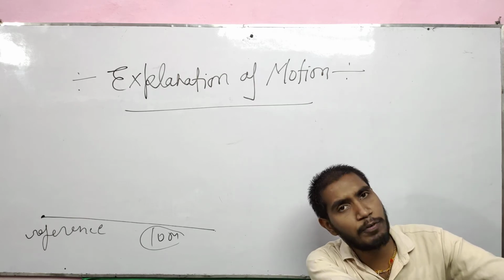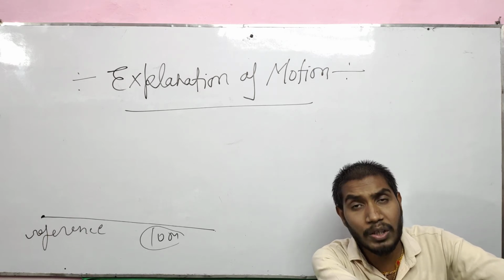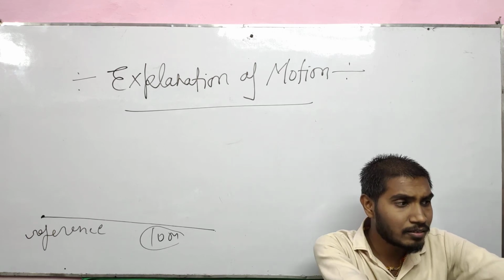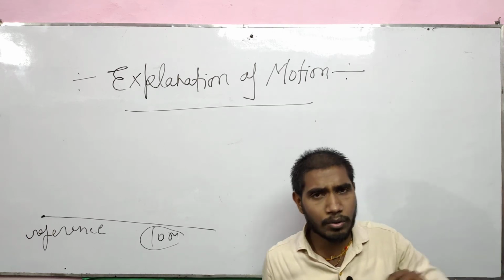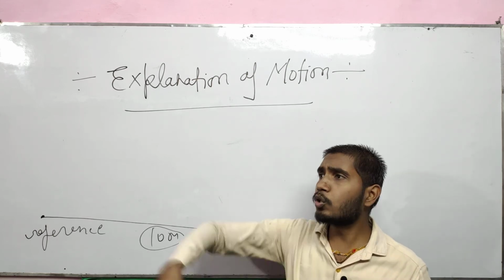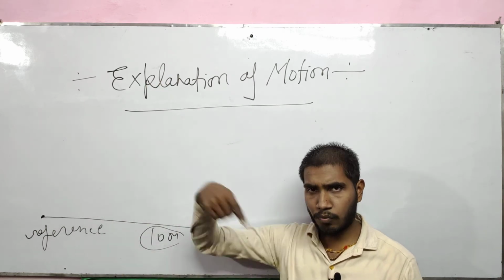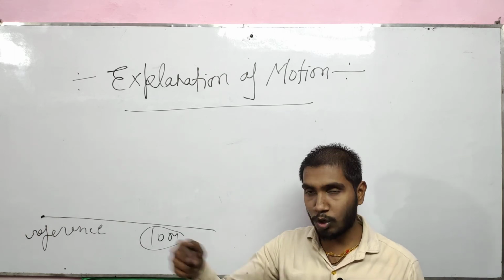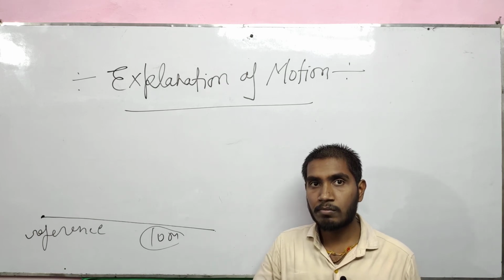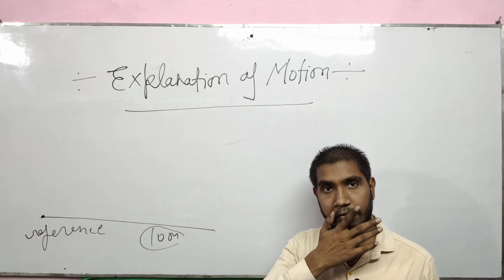The reference point is a definite point by which we know the position changing of any object. Like I told you, my school is 2 kilometers away from my home. So 2 kilometers is the position of my school. And my home, what is home? Home is the reference point.